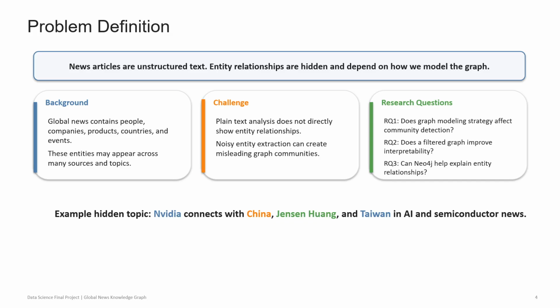Therefore, our project asks three research questions. First, does graph modeling strategy affect community detection? Second, can a filtered graph improve interpretability? Third, can the project help explain entity relationships? These questions guide the rest of the experiments.